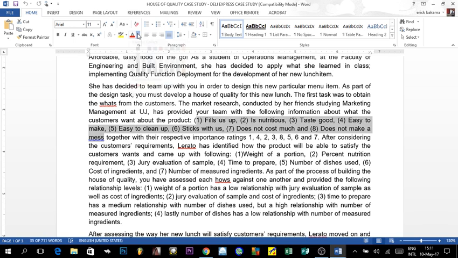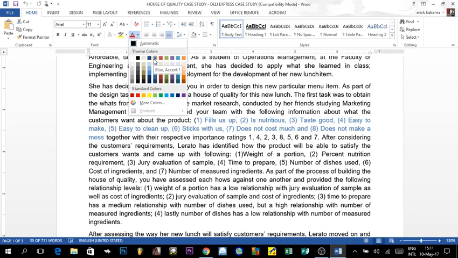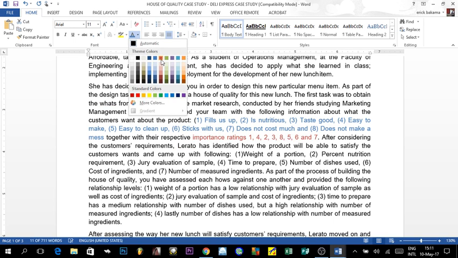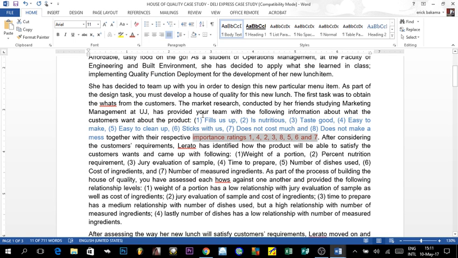What we have here so far is what we call the "what". This is what the customers want. They want the product to be filling, nutritious, tasty, easy to make and easy to clean. All of those are the requirements of the customer. They also give you the importance ranking respectively. The importance ranking just means that although we want all these things, some are more important than others, which is quite normal.